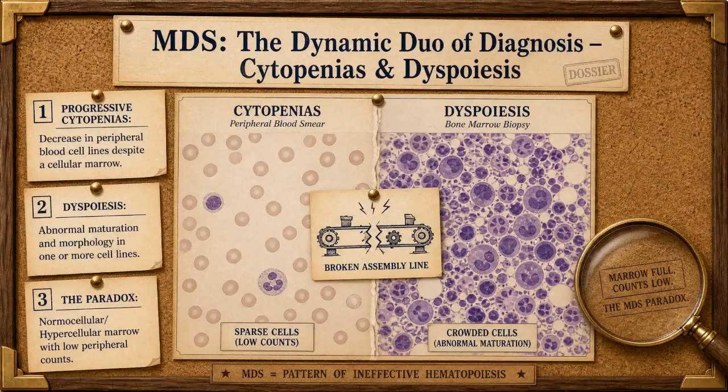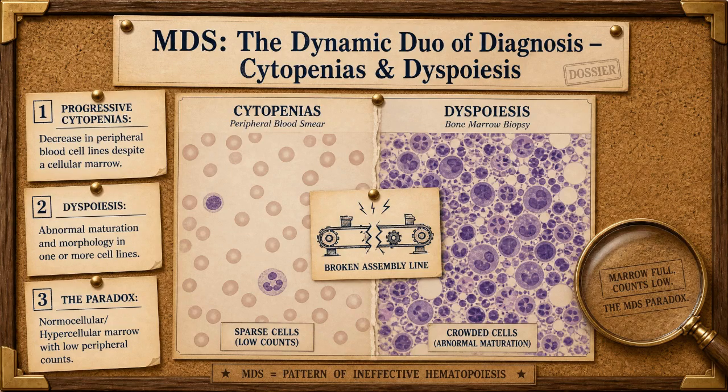Alright, histotechs, after that whirlwind tour of the WHO classification, let's distill it down to the absolute core. Regardless of the specific subtype, there are two morphologic findings that are common to all types of myelodysplastic syndromes. These are the fundamental pillars upon which an MDS diagnosis is built, and your ability to recognize them is paramount.